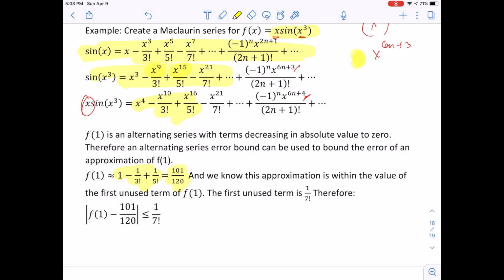Now, if we want to know how good of an approximation this is, remember, this is an alternating series, and so our alternating series error bound is going to tell us that we are within whatever the first unused term is. Well, that first unused term, when x is 1, is going to be 1 over 7 factorial. So we know the difference between the actual value of f of 1 and our Taylor polynomial, or the first 3 terms of the series, is going to be within the first unused term, which was the 4th term of that series. And so it's going to be within 1 over 7 factorial.